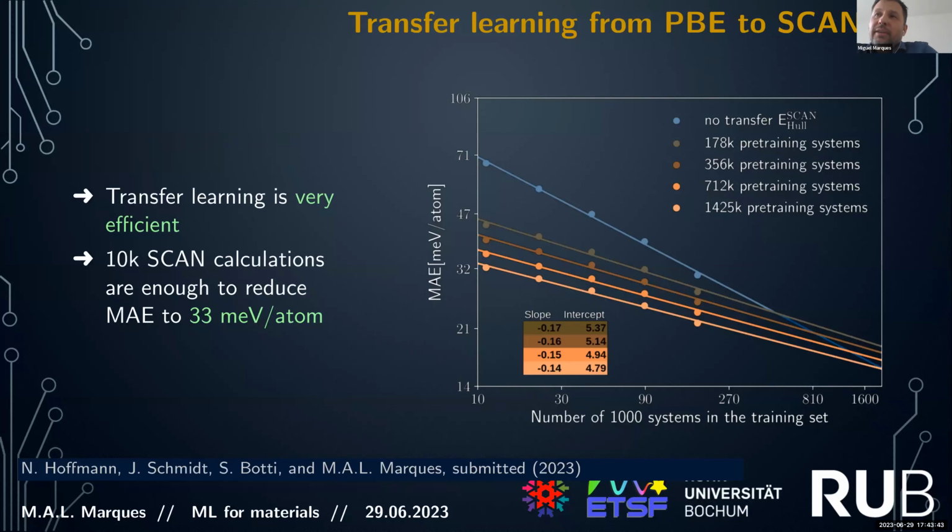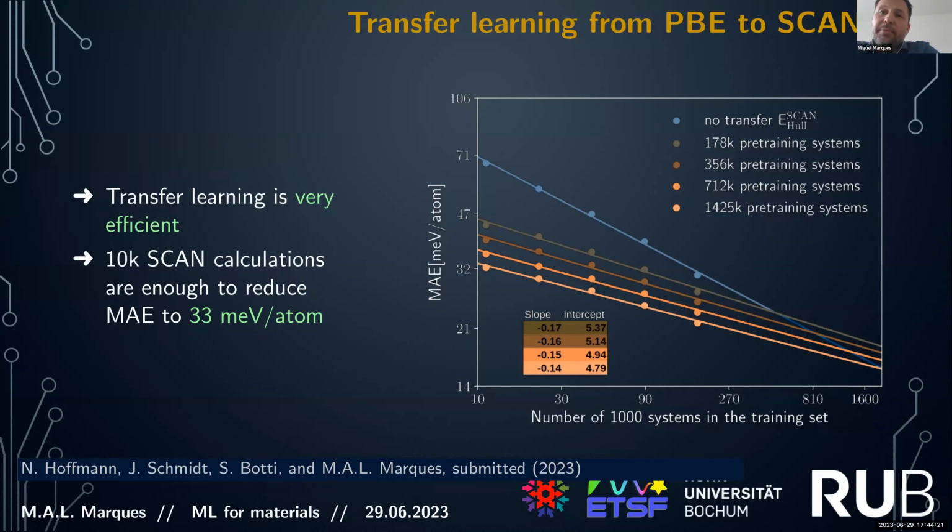And what we concluded is that just 10,000 SCAN calculations were actually enough to reduce the error of the machine that predicts SCAN energies to 33 millielectron volts per atom. Now, 33 millielectron volts per atom is chemical accuracy. It's beneath 1 kilocalorie per mole. And this can be achieved by 10,000 calculations, which is nothing. Yeah, it's really nothing. So the most difficult part is actually to obtain the convex hull in SCAN. It's not to do any further calculations.